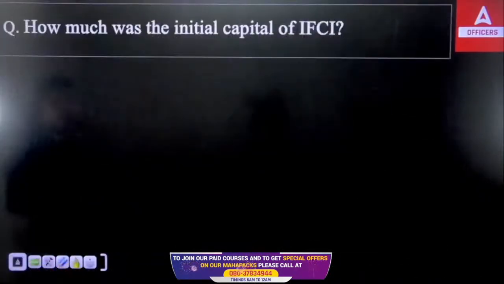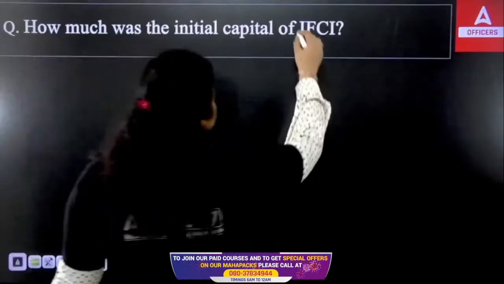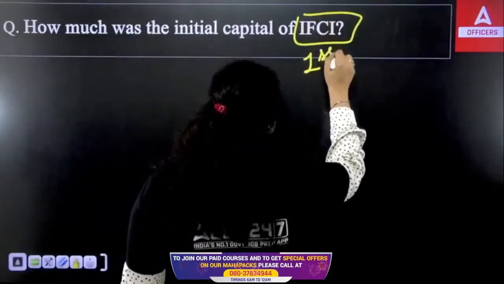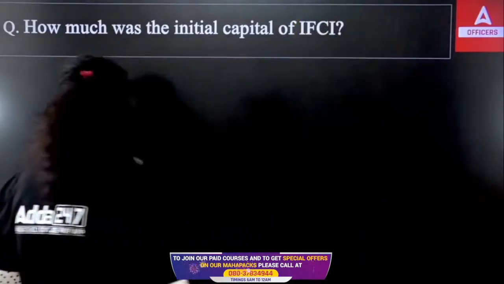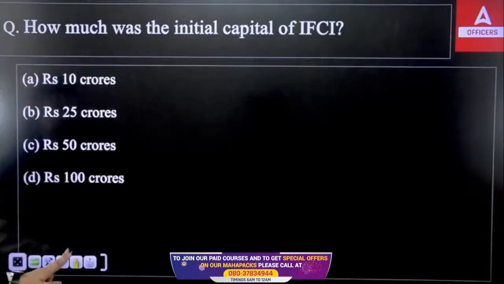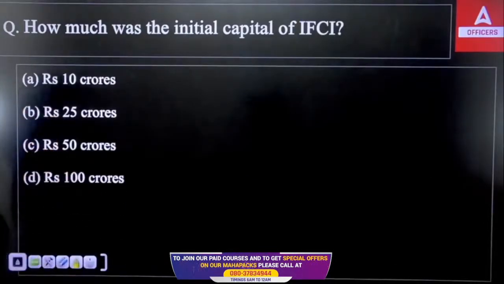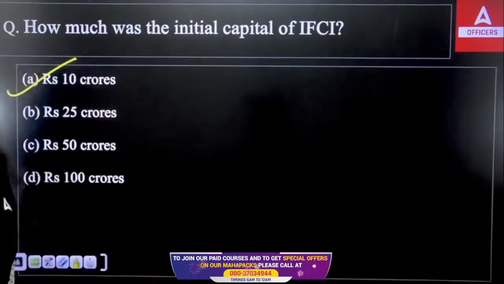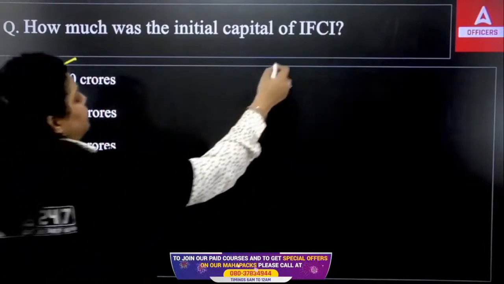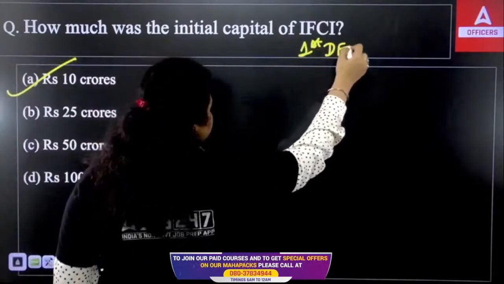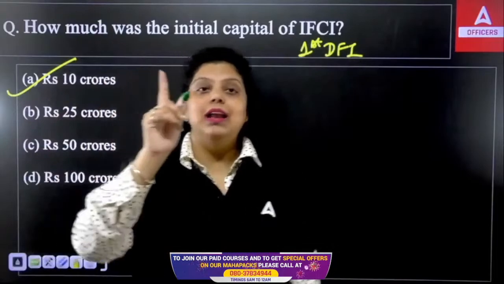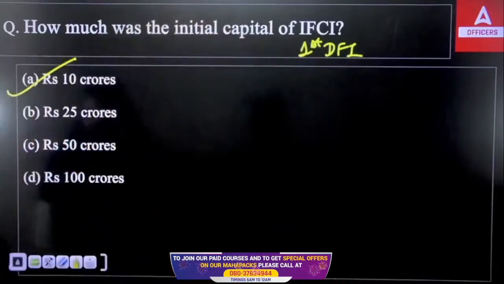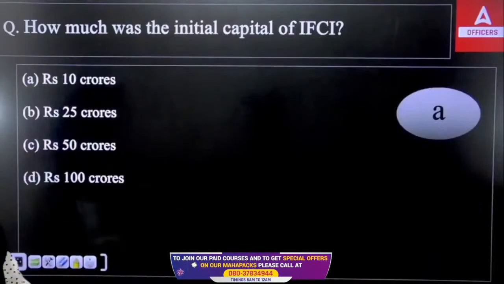Okay. Second question is asking about how much was the initial capital of IFCI. Do remember, this was the first development financial institution established in 1948. Now the initial capital was what? 10 crore, 25 crore, 50 crores or 100 crores. And the right answer here will be 10 crores. IFCI was established with the 10 crore initial capital, and this was the first development finance institution. The latest development financial institution is NaBFID, and it was started with the 1 lakh crore initial capital. Do remember the latest one also. So right answer is A option.